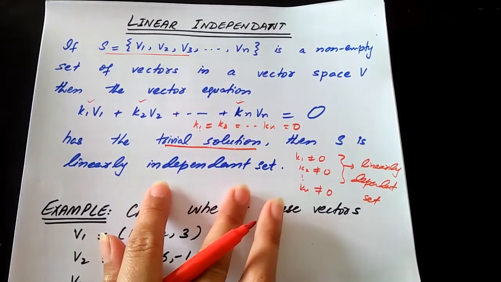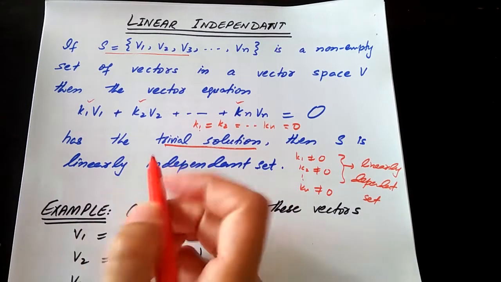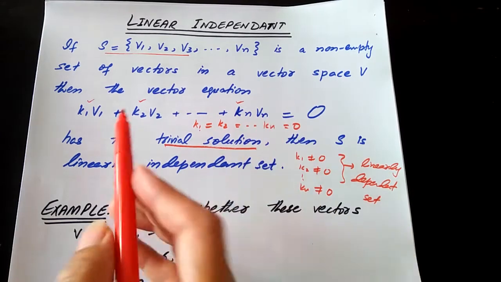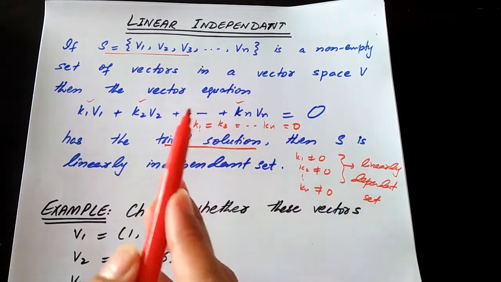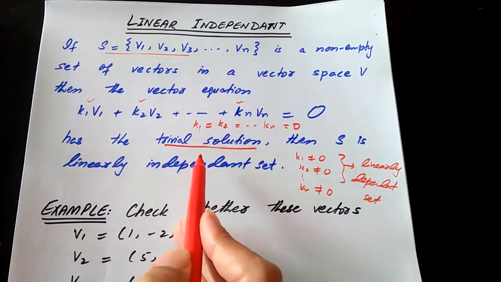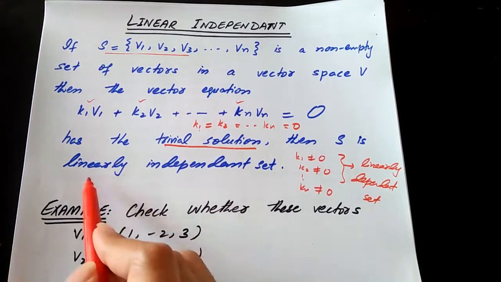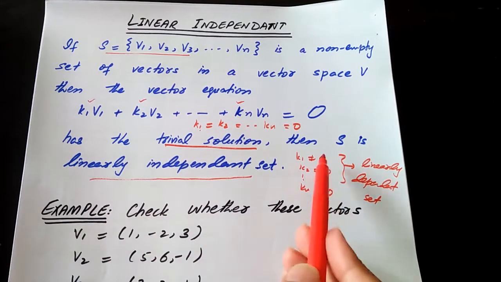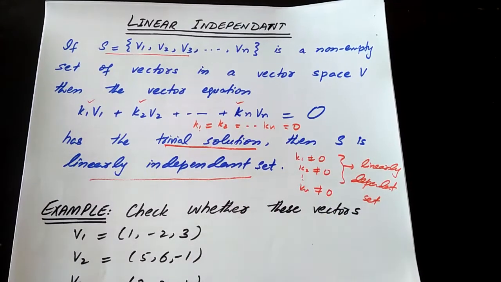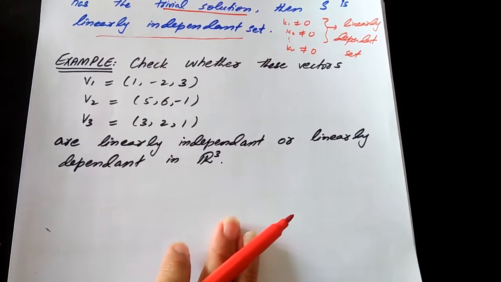So what do you have to do to find whether it is linearly independent or dependent? First of all, write down its vector equation. Solve it for k1, k2 up to kn and get their values. If you got a trivial solution, then the given set of vectors is a linearly independent set. If they are not equal to 0, then it is a linearly dependent set. Now let's move on to an example so that your concept becomes clearer.